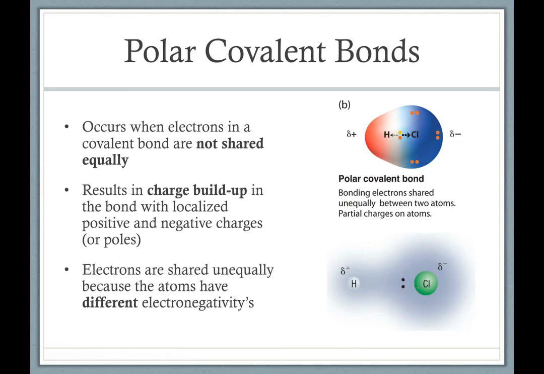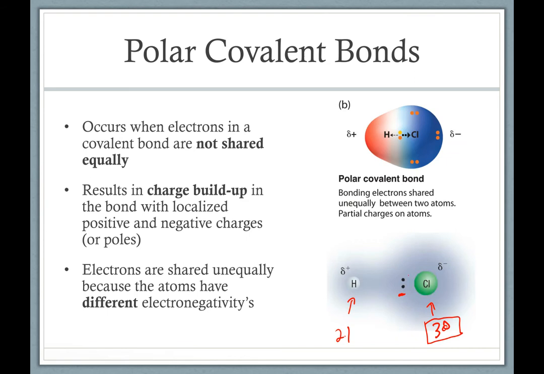In this case, if we look at chlorine on the periodic table, you'll see that it has an electronegativity of 3.0, and hydrogen has an electronegativity of 2.1. So chlorine has a much higher electronegativity, which means it has a stronger pull on those electrons. If it has a stronger pull, the electrons are going to spend more time closer to chlorine than they will to hydrogen.